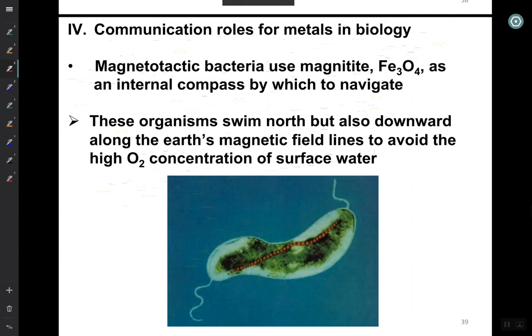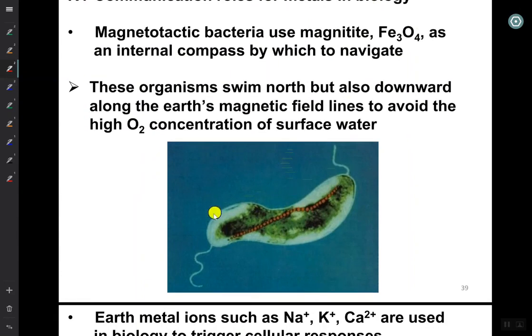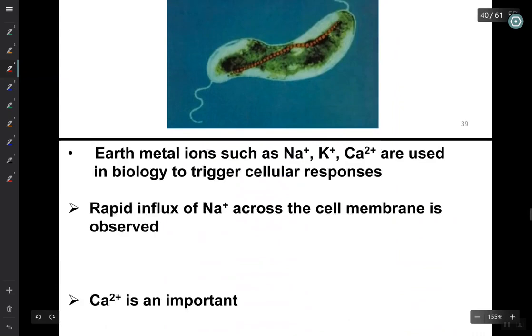I think this is an image of that bacteria, and in the internal space of the bacteria you see these orange spheres, which I think are supposed to represent the magnetite. Magnetite is insoluble, and because iron is paramagnetic, it can actually sense the magnetic field of the Earth, and that helps it navigate in the ocean. Pretty cool, it's got an internal compass.